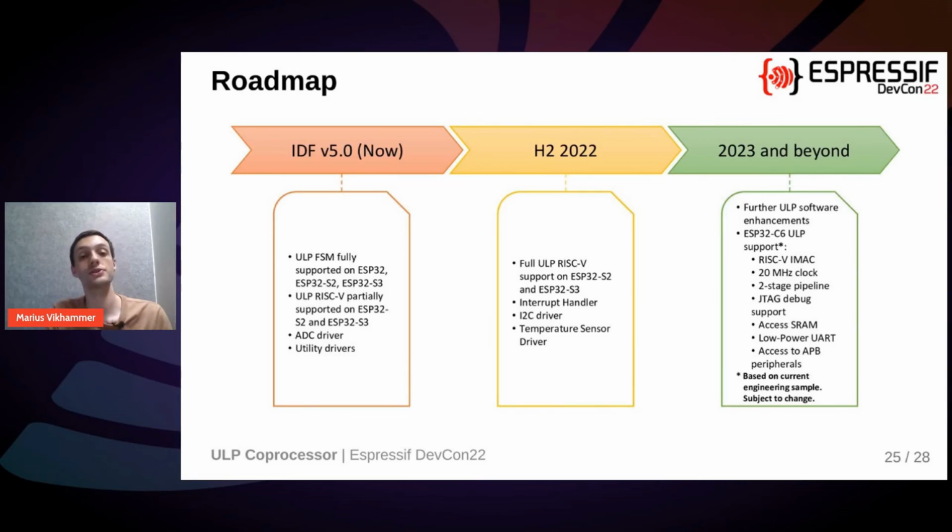Okay, and then how does the future look for ULP? In IDF 5.0, which is right now, the ULP FSM is fully supported on ESP32, S2, and S3. And the ULP RISC-V is partially supported on both S2 and S3. So the basic functionality is there, and all the examples you saw are there, but not every driver is supported yet. What is supported is the ADC driver and a few different utility drivers.